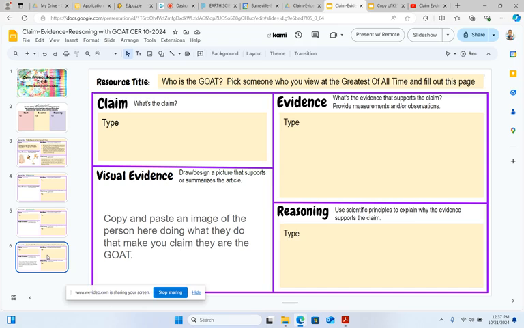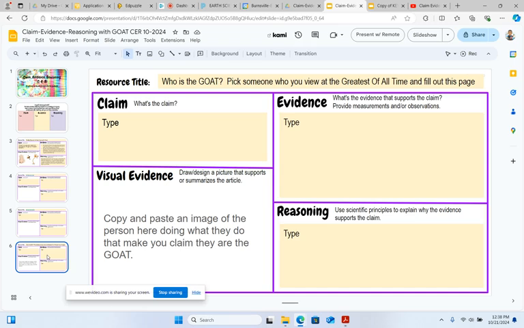So my question for you is this: who's the GOAT? Pick someone who you view as the greatest of all time in something, okay? And fill out this page. It could be mountain biking. It could be rapping. It could be dancing. It could be just a regular singer. It could be a basketball player, Michael Jordan. It could be any sport you can think of that you like, that you're interested in, any activity, any job, who's the best at it. Just pick one person.